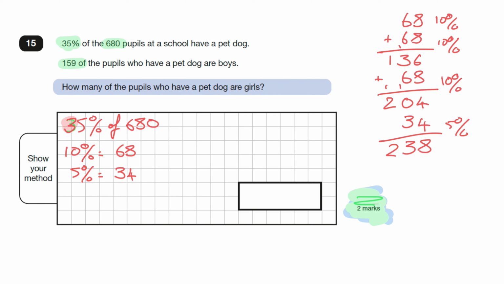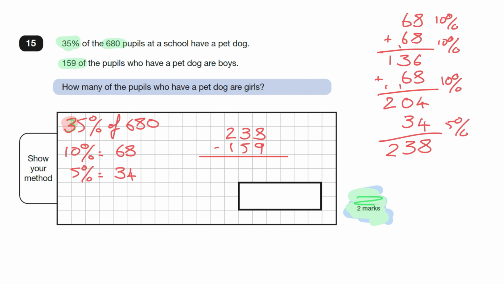So we know the total number of people that have a pet dog, the 35% of the 680 pupils, is 238. So we've got 238. The boys are 159. So to work out the girls, we just need to subtract the boys from the total amount, which makes complete sense and is essentially just, again, another arithmetic problem that just needs solving.